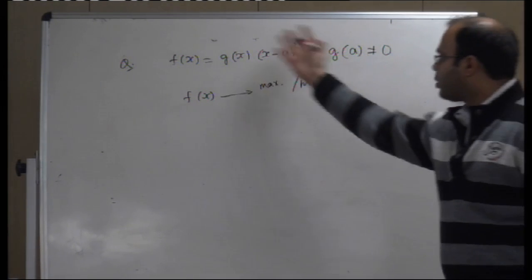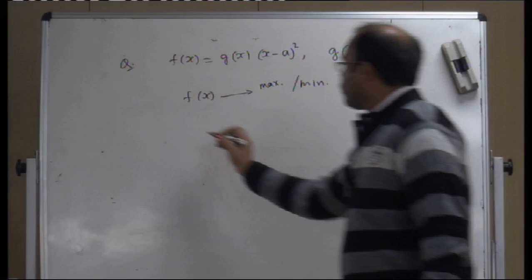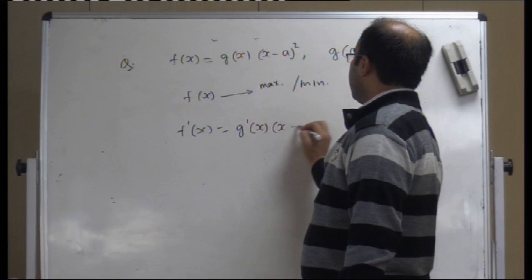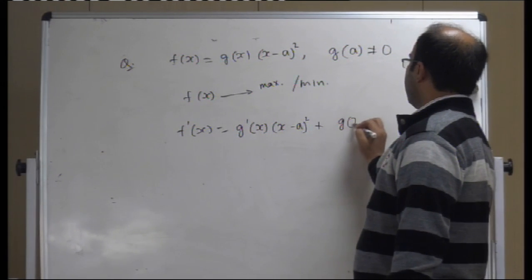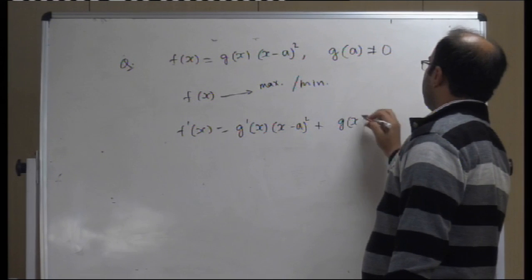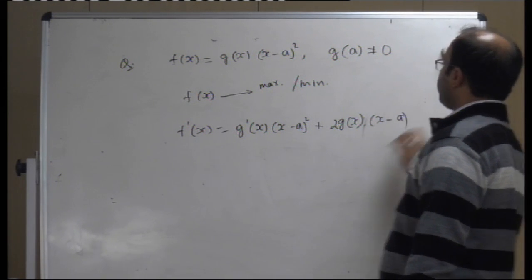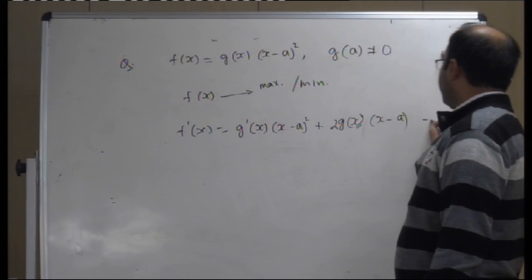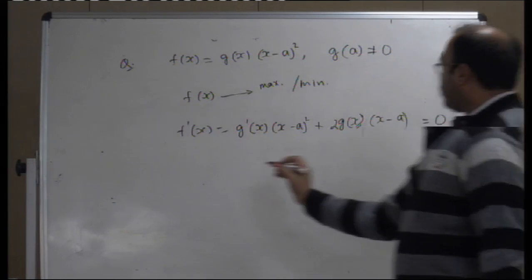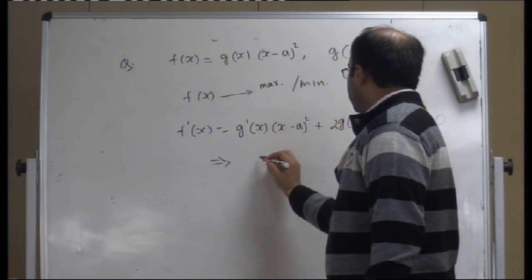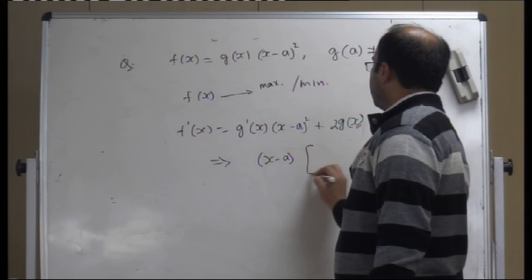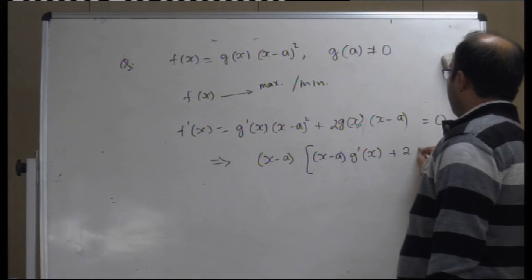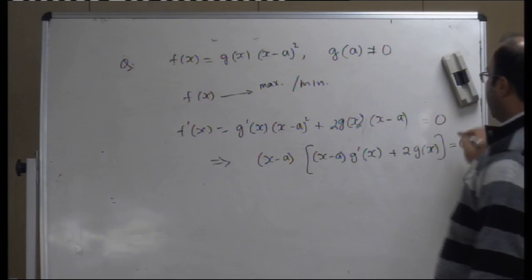So when we talk about this function, again we differentiate it. First when we differentiate it, f dash x will become g dash x into (x minus a) square plus g(x) into twice (x minus a). Then first let us equate it to 0. When we equate it to 0, we get (x minus a) as a common factor, and this would become (x minus a) g dash x plus twice of g(x) equal to 0.